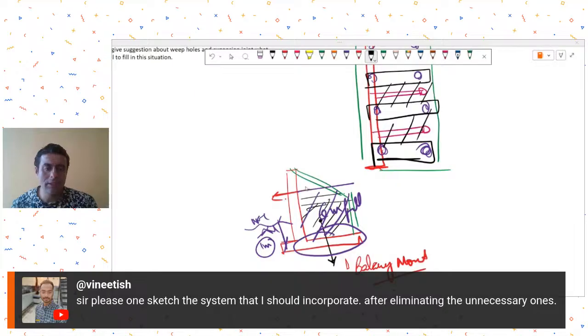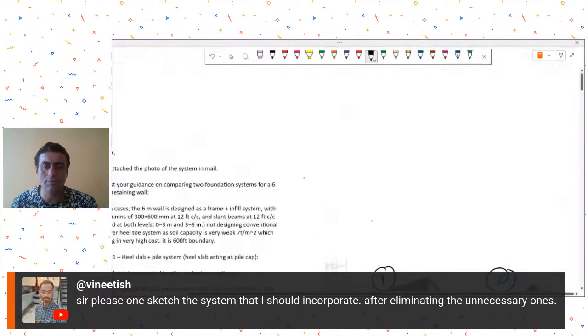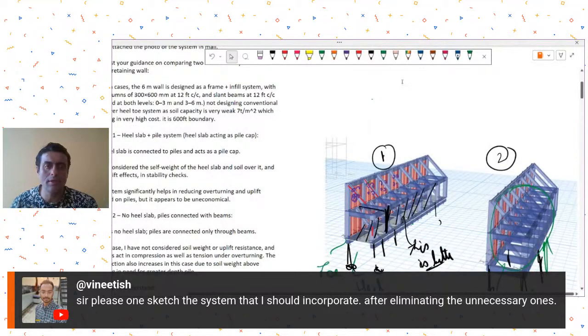Mr. Vinith is saying, please have one sketch. Please sketch the system that I should incorporate after eliminating the unnecessary ones. So, in my opinion, you try to eliminate.